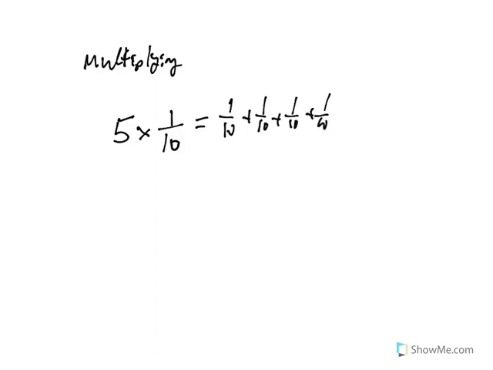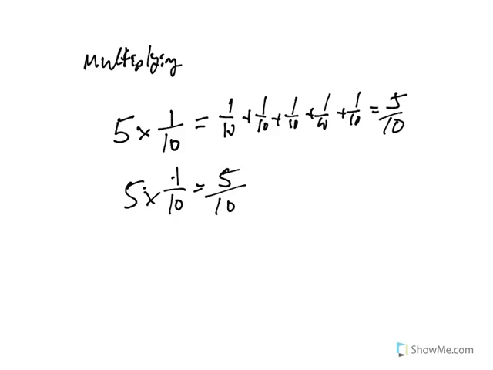Now multiplying. I think I would start by just multiplying a whole number times a fraction. Because 5 times 1/10 is the same thing as 1/10 plus 1/10 plus 1/10 plus 1/10 plus 1/10, which is 5/10. Well, you might notice that you would get that same answer if you multiplied the numerator 5 times 1 and just left the denominator alone. And that is how you multiply a whole number times a fraction.